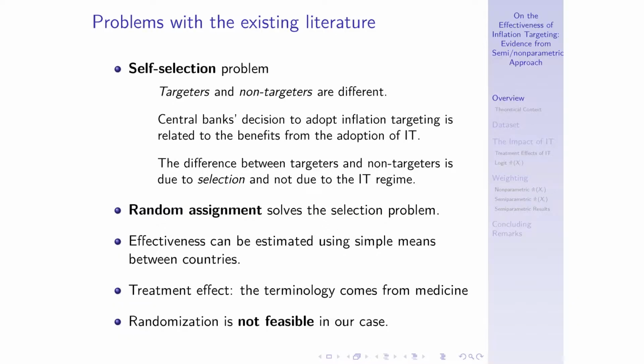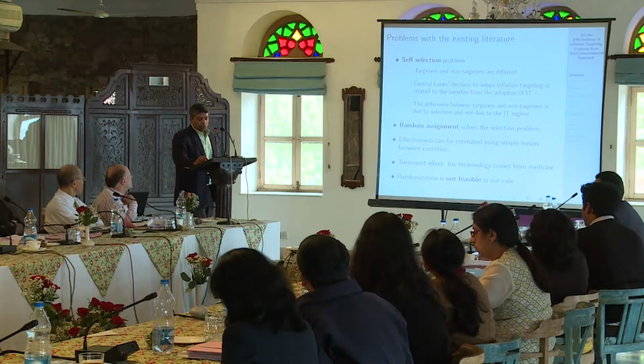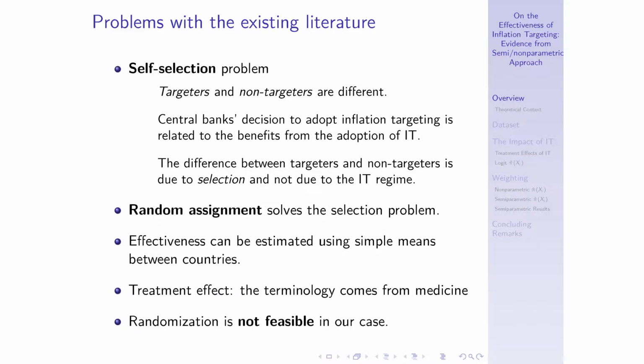So what do you do? You try to get a random assignment. It will try to solve the problem, right? So you can test the effectiveness by looking at the difference between the simple means, and one approach that people have used is the treatment effect literature, which comes from the medicine literature, where you try to find out what the treatment effect is. So randomization is not feasible in our case. So what do we do? We look at the propensity scores.